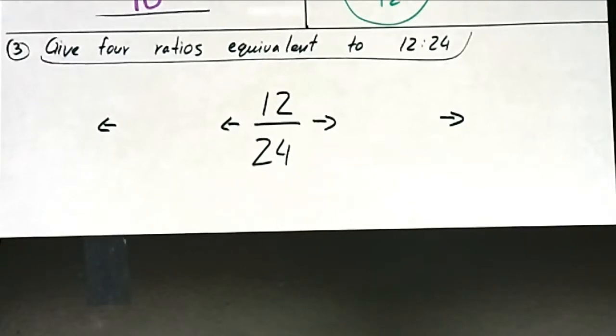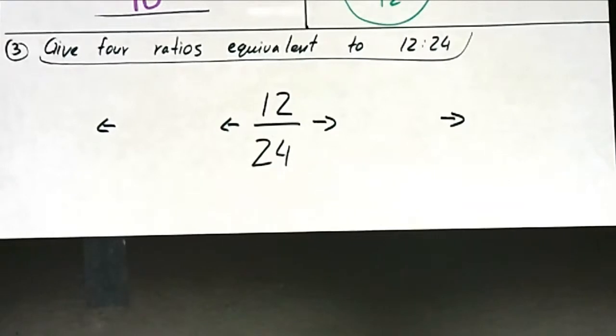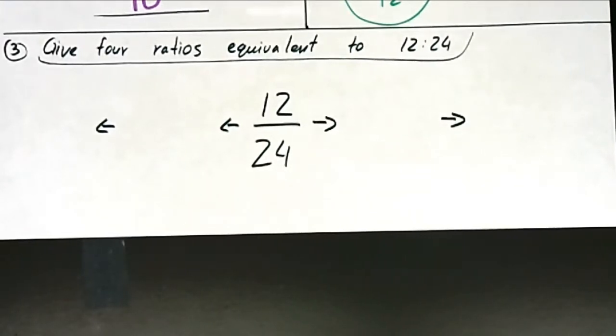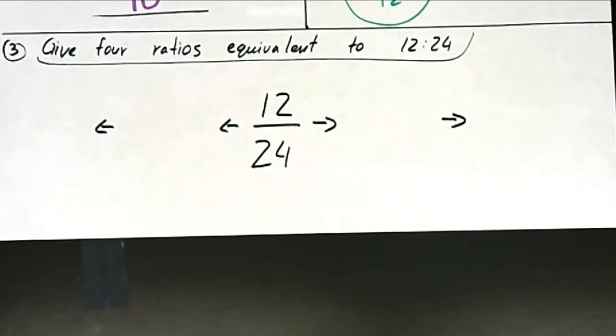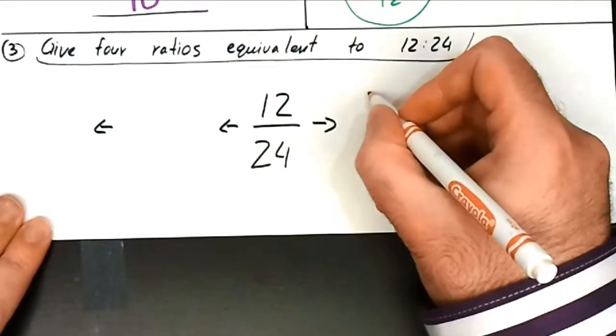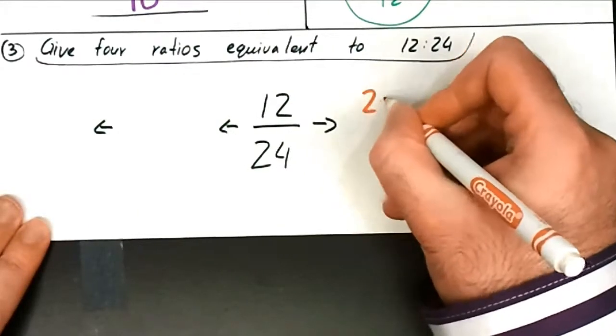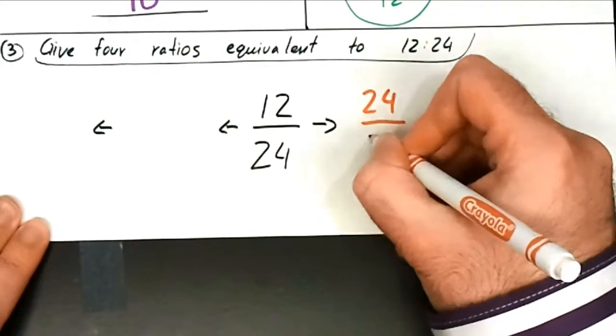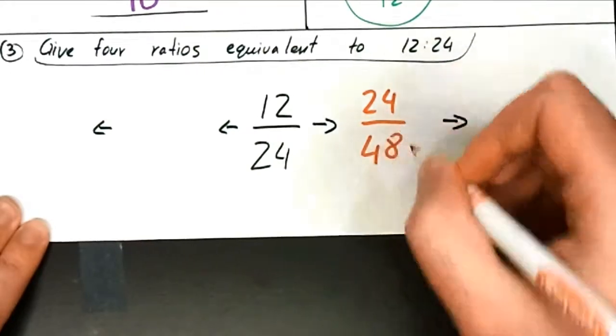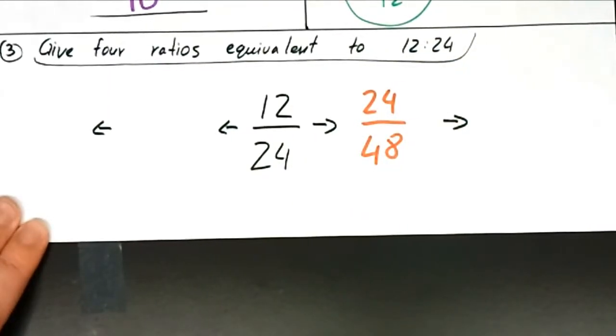If you said double both the numerator and the denominator, I would agree with you. You could triple it too technically. There's a lot of things you can do there. But doubling is definitely one way you can work this problem out. So if I double both numerator and denominator, I'll get 24 over 48. And that works. It's an equivalent fraction. I just multiply top and bottom by 2.